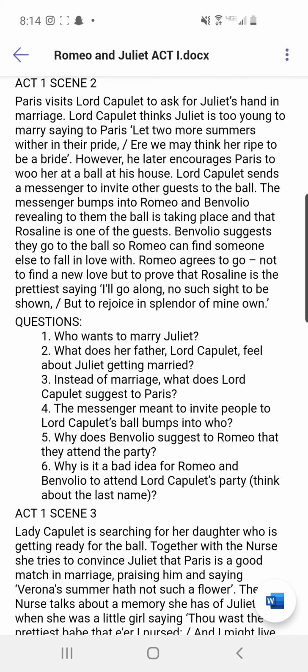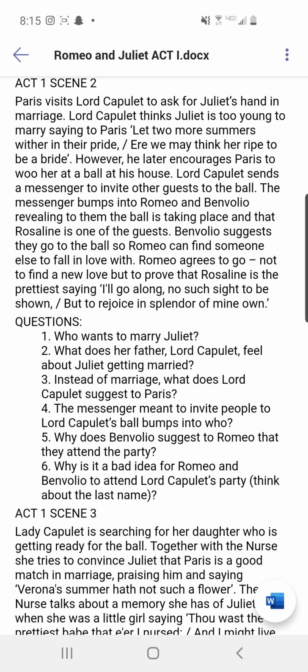Instead of marriage, what does Lord Capulet suggest to Paris? Lord Capulet suggests to Paris to come to his party that night and woo his daughter, which means make her fall in love with him. But he is also kind of hopeful that Paris will meet some other girl at the party and fall in love with them instead, because he really isn't ready to say goodbye to his baby girl. Super cute. What does Benvolio suggest to Romeo?